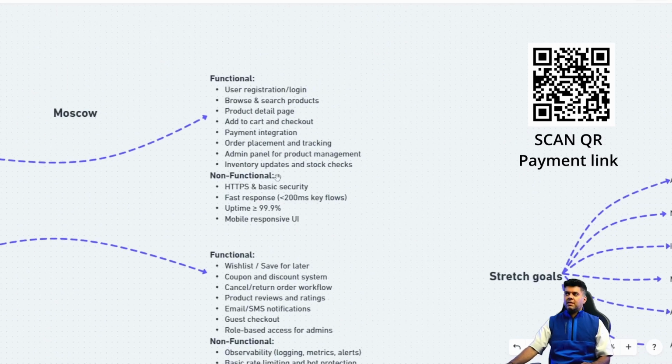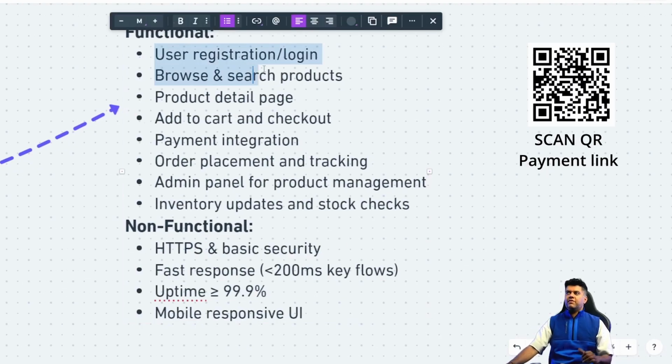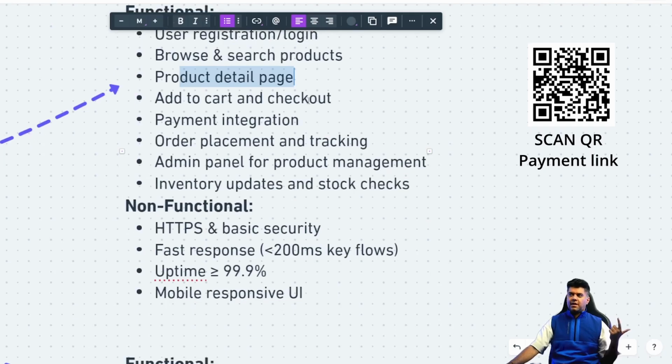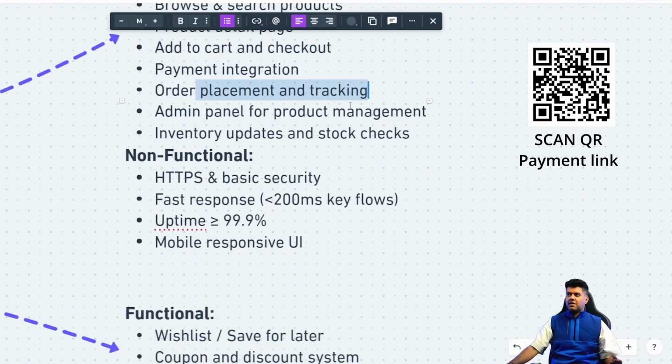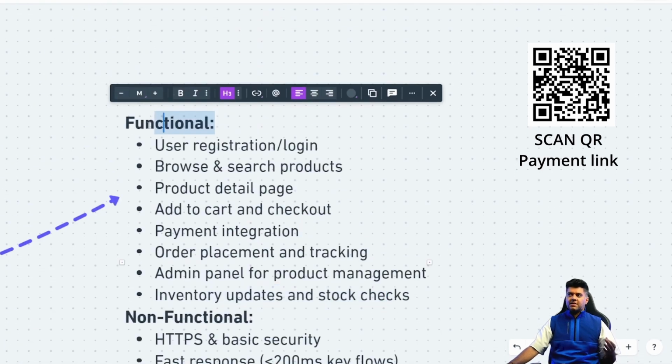So what's in our must have? This is something that I filled in already. In our must have, obviously we'll have to have registration and login, browsing and searching products, product detail page, adding to cart and checkout, payment integration, order placement and tracking, admin panel for product management, inventory updates and stock checks. So these are the functional things that I must have.